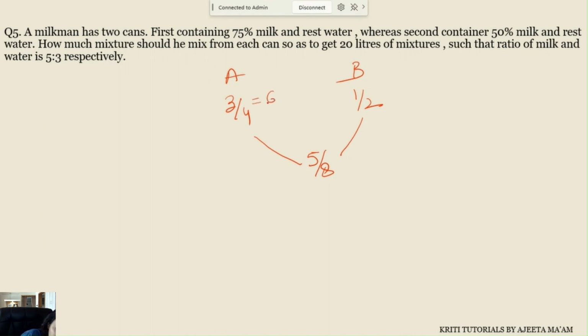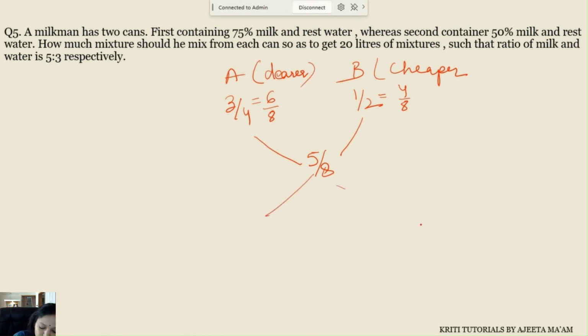So what will you get? 6 by 8, 4 by 8 and then you get 5 by 8. Again this is correct because 4 by 8 is your cheaper, 6 by 8 is your dearer and 5 by 8 is between 4 and 6. Therefore it is going to be the mean. But remember the cheaper one is B and the dearer one is A because the ratio is small.